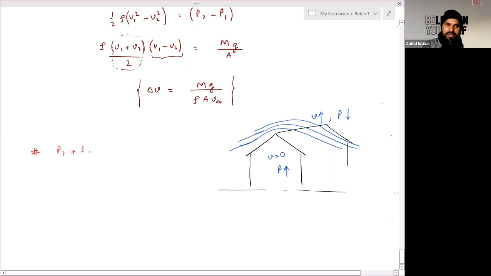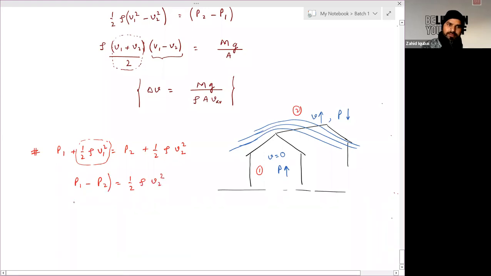So in this part, P1 plus half rho V1 square must equal P2 plus half rho V2 square. Let's say this is the first part and this is the second part. In this part, P1 is greater than P2. V1 is 0, so this entire term is 0. So you're left with P1 minus P2 equals half rho V2 square.